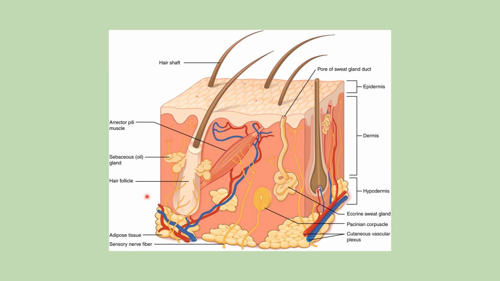We're also going to talk about some of what's known as accessory structures, things like your nails, your hair, things like sweat glands and oil glands. All these are accessory structures as well.